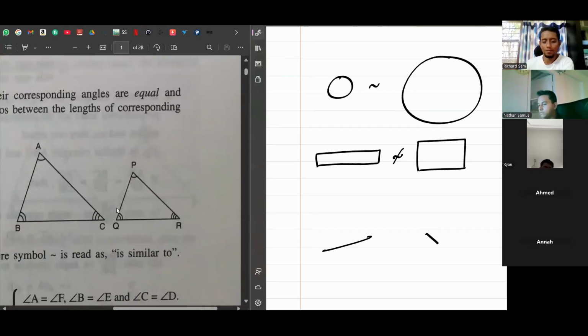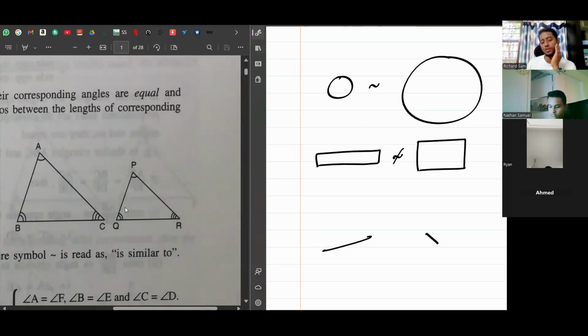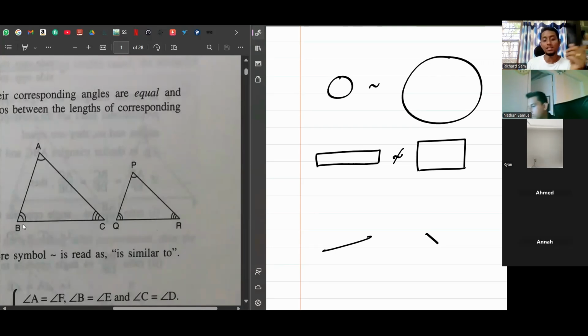So what is same for these two triangles? Shape, obviously. But a triangle has two parts. There are sides and there are angles. So for these two triangles, what is equal? Are the angles equal or are the sides equal or what? The angles are all equal to each other. So angle A will be equal to angle P. Angle B is equal to angle Q. And angle C is equal to angle R. So all the three angles are equal.